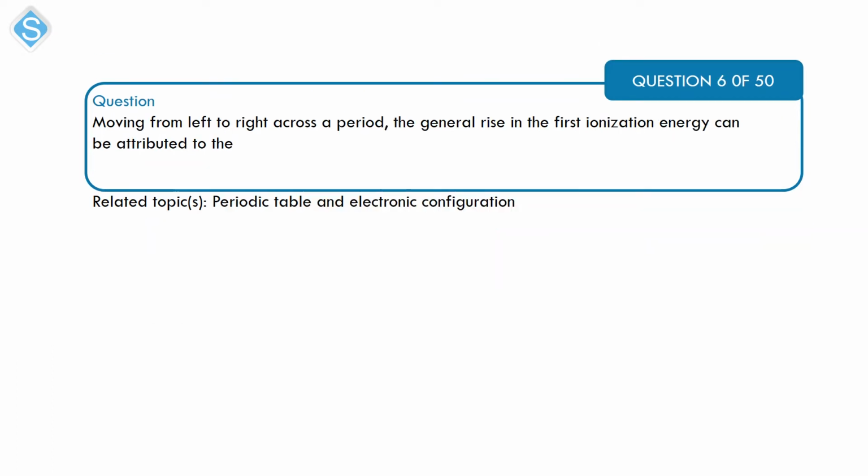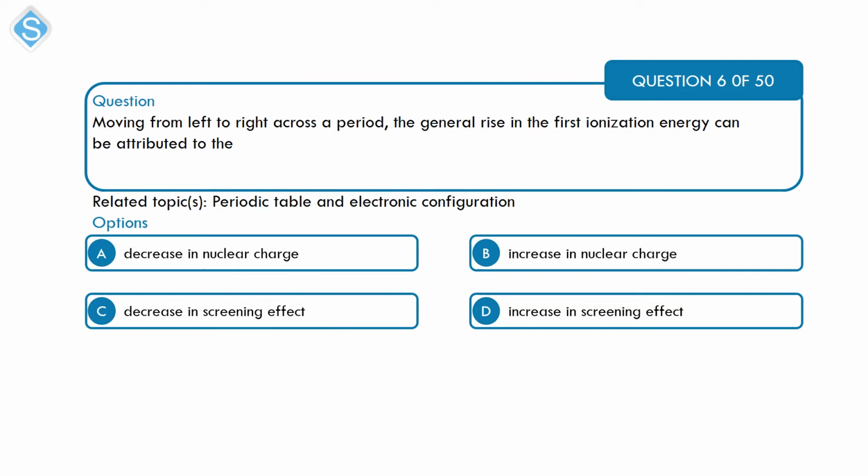Okay, so this is a question on periodic table and electronic configuration. Moving from left to right across the period, the general rise in the first ionization energy can be attributed to the A, decrease in nuclear charge, B, increase in nuclear charge, C, decrease in screening effect, and D, increase in screening effect.